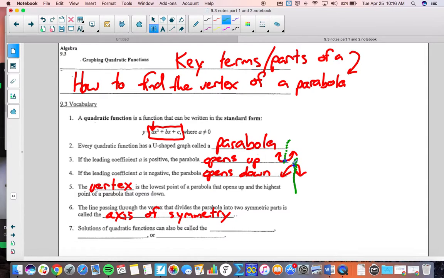Now that one got a little bit away from me, but it should actually look like the left side over on the right side. It should be symmetric. Solutions of quadratic functions are also called the roots or zeros.